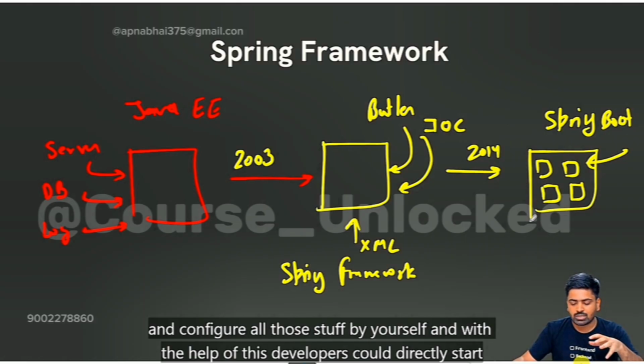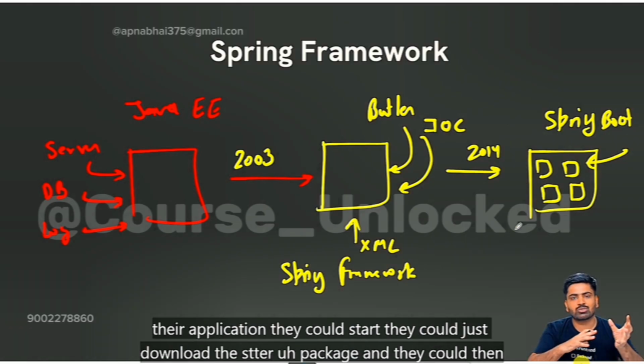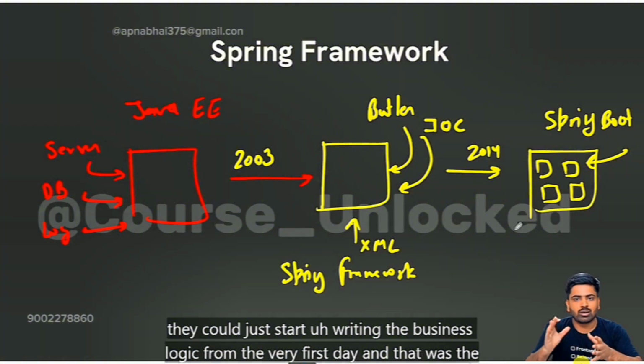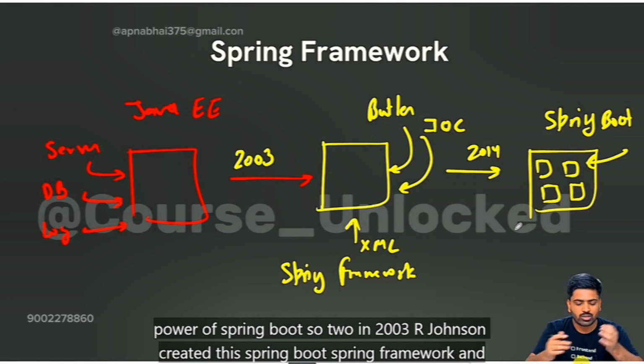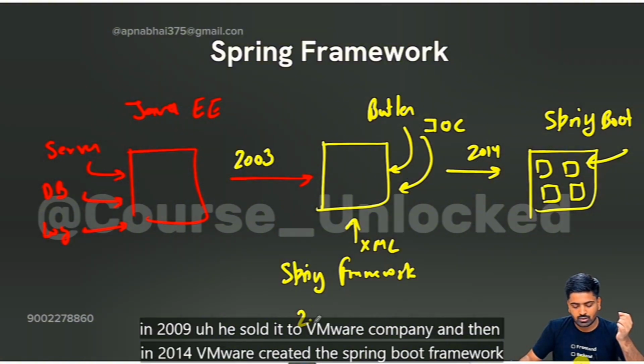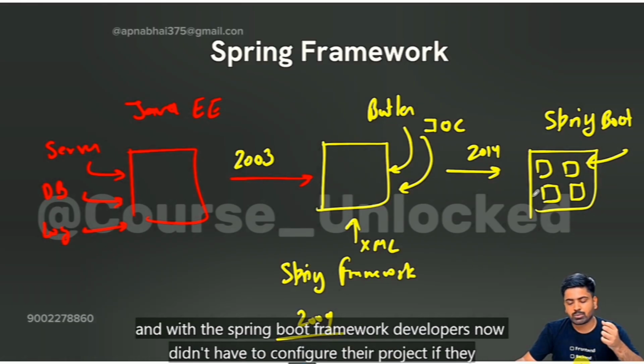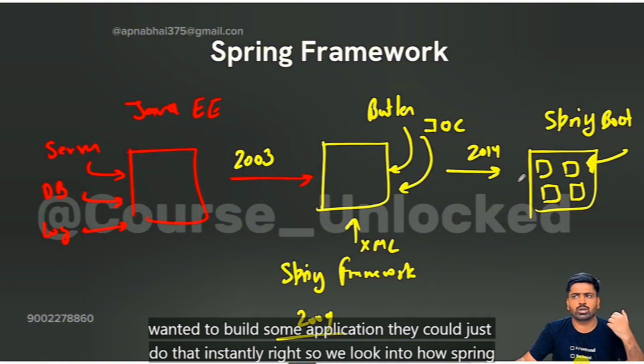And with the help of this, developers could directly start their application. They could just download the starter package, and they could just start writing the business logic from the very first day. And that was the power of Spring Boot. So in 2003, Rod Johnson created this Spring Framework, and in 2009, he sold it to VMware company. And then in 2014, VMware created this Spring Boot framework. And with the Spring Boot framework, developers now didn't have to configure their project. If they wanted to build some application, they could just do that instantly, right?